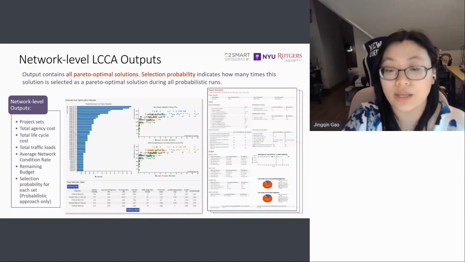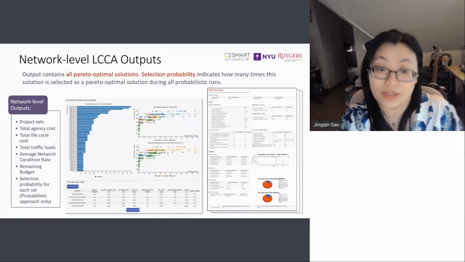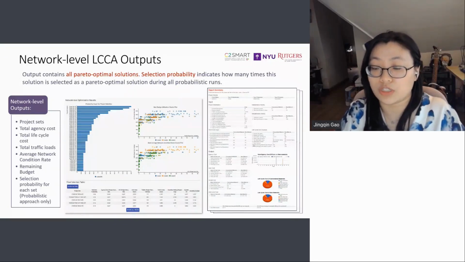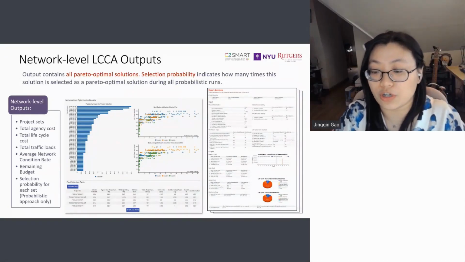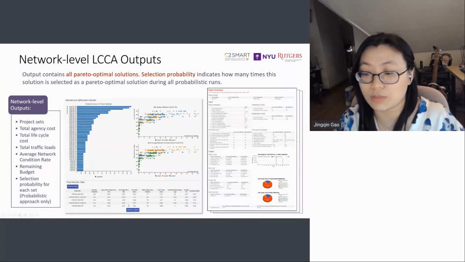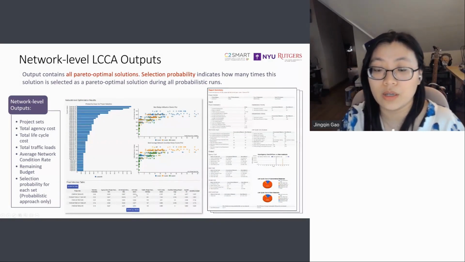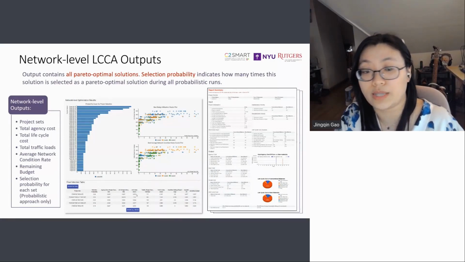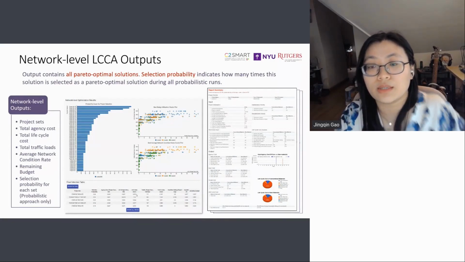So basically, the higher ones are probably the better ones, but there's also a trade-off within different objectives that the agency can actually filter. As you can see on the bottom, they can filter by rules, by their preference, to pick the best solution that they would like to know.